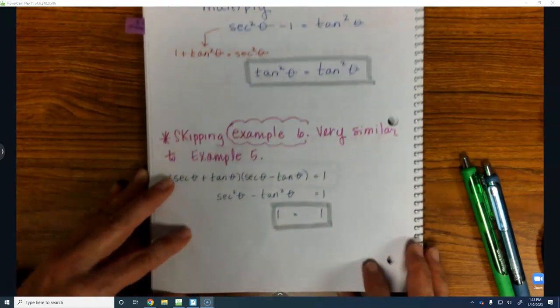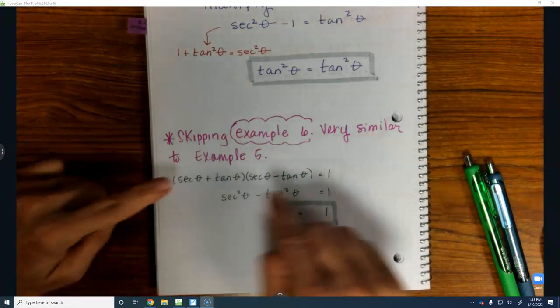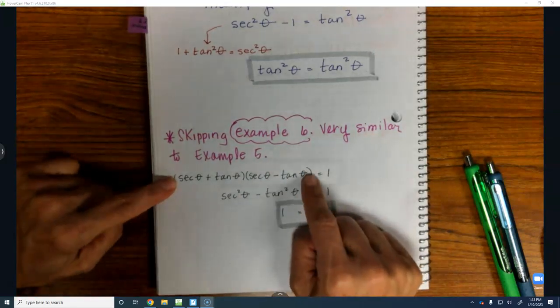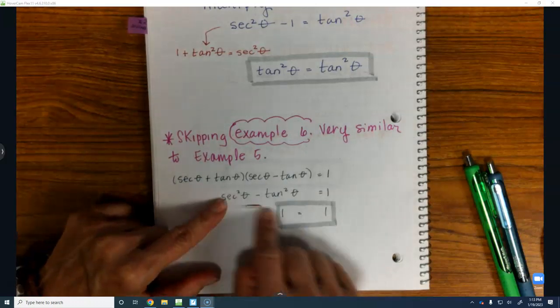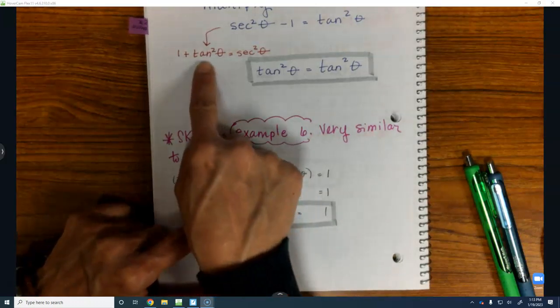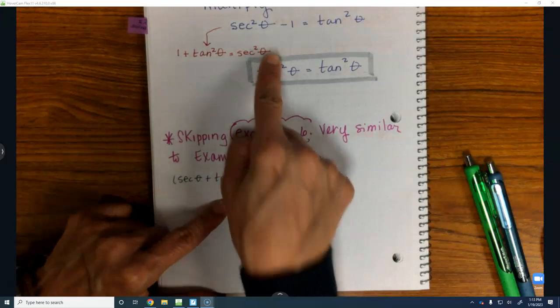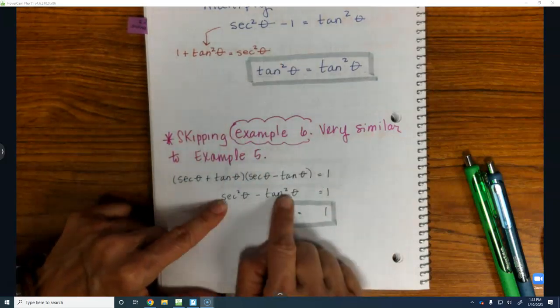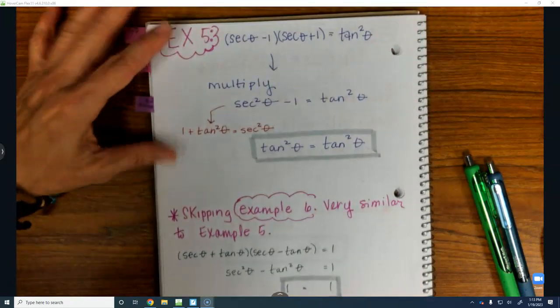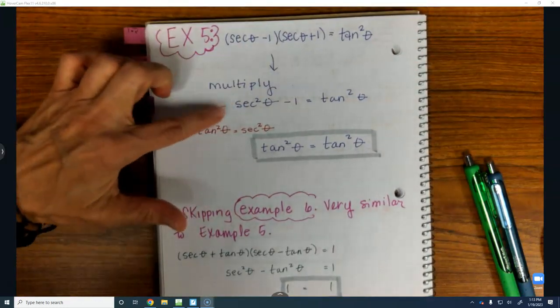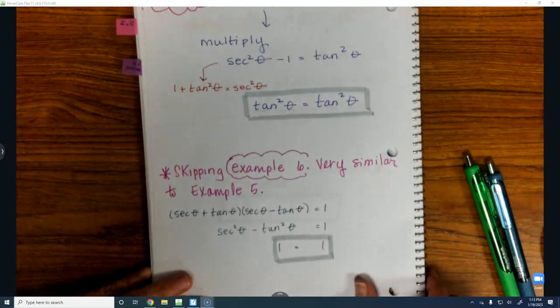Same with number 6. Let's look at number 6 down here. Again, these are conjugates. So when they multiply together, it's a difference of 2 squares. And remember, this is an actual property. What's going on is this tangent was just moved over. So these two subtracted together does equal 1. So remember, when you see these conjugates, those are going straight to a difference of 2 squares.